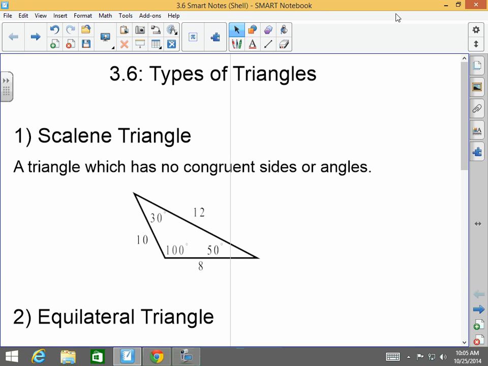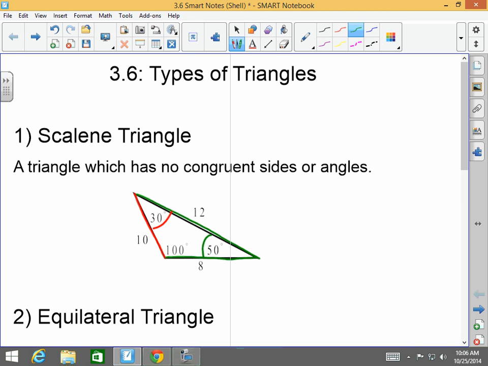And as you can clearly see here, this is a side that is 10. This side is 8. This side is 12. And you may be thinking, wait a second, but how is that side 8? It looks longer than 10. That's the whole point, okay? You have to go with what is given, what is proven, all right? And as you can see here, we have an angle that's 30, we have an angle that is 50, and then we have an angle that is 100. So a scalene triangle is a triangle which has no congruent sides or angles.